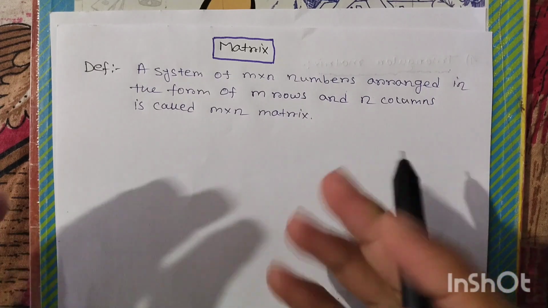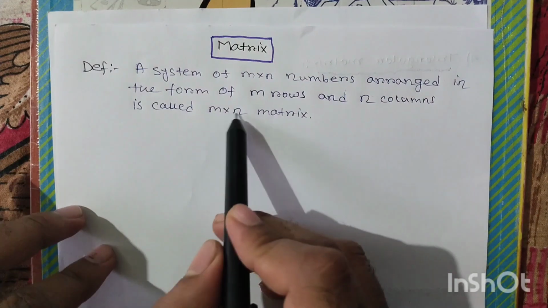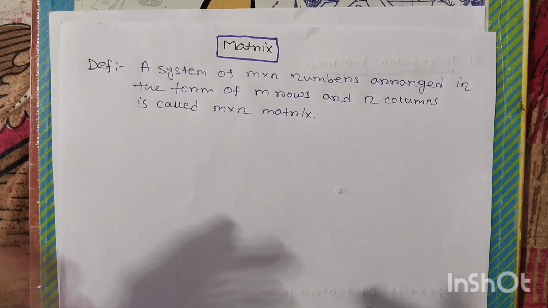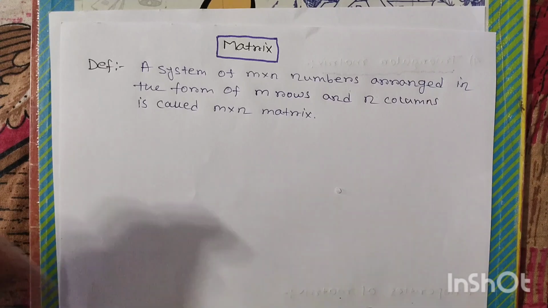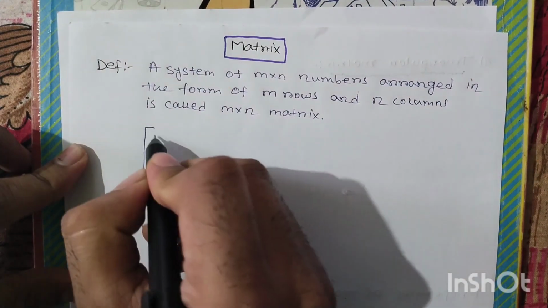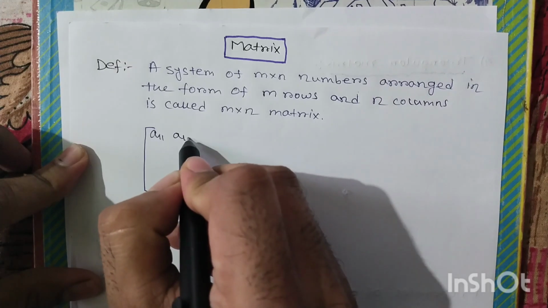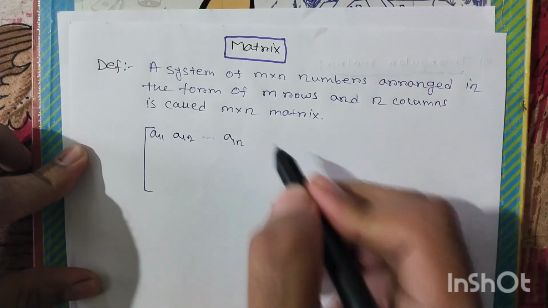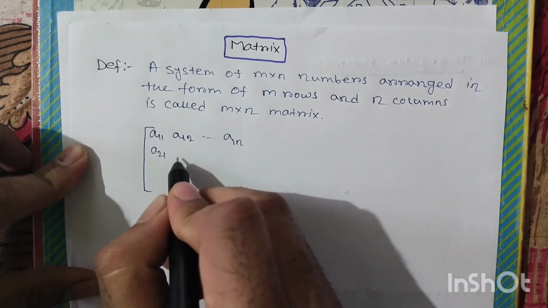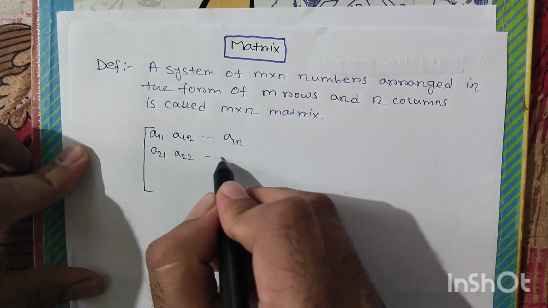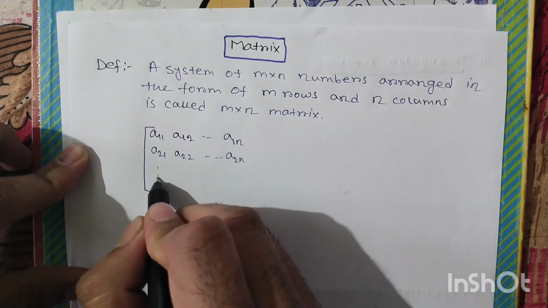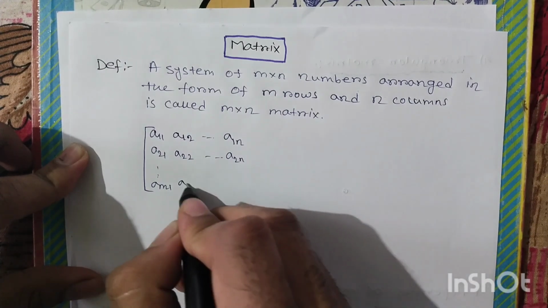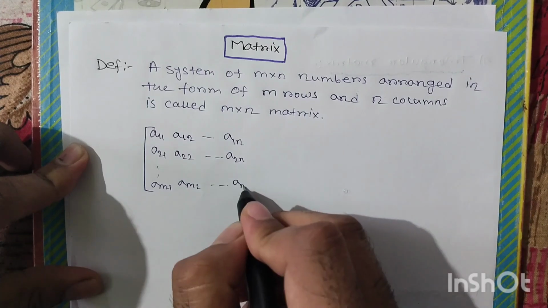Like we have m cross n, which means mn number of elements, and we want to arrange those elements in this format: a11, just assume it, a12, and so on, a1n, a21, a22, similarly a2n, am1, am2, amn.